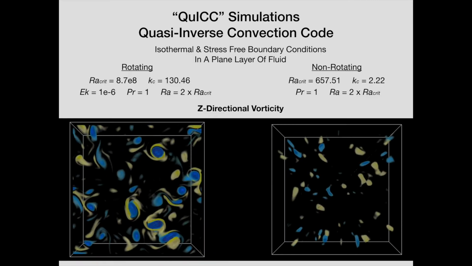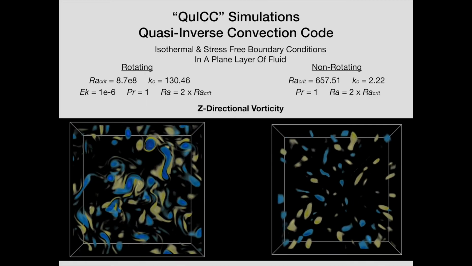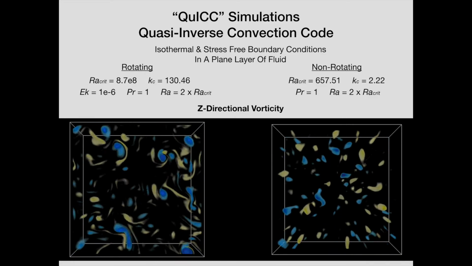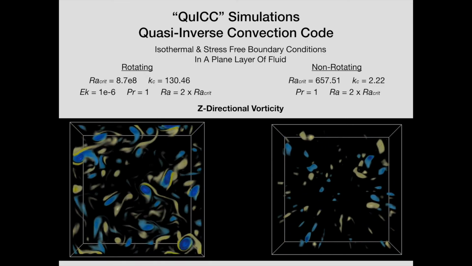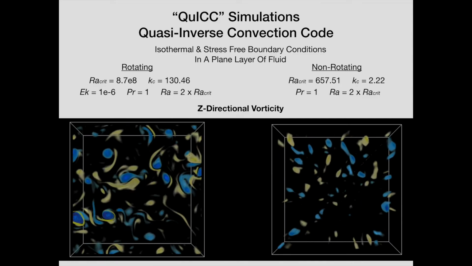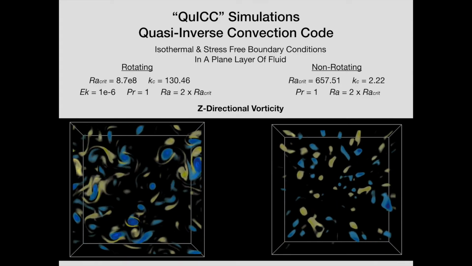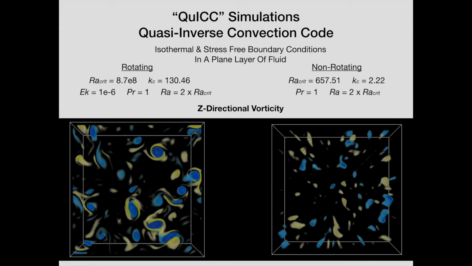Both simulations were run with isothermal and stress-free boundary conditions, a Prandtl number at unity, and a Rayleigh number of 2 times the critical value. The rotating case was run at an Ekman number of 10 to the minus 6. There are some fundamental differences here. While there is vorticity throughout the fluid on the right, it's nothing like what we see on the left, where we have clear vortex formation and vortex interaction.